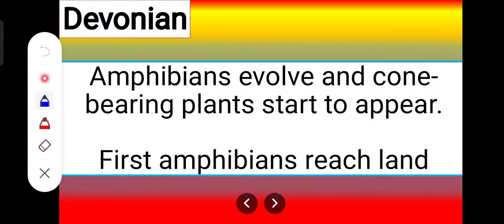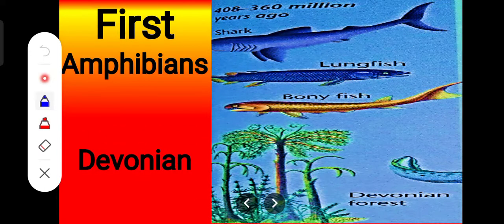Next period is the Devonian. So amphibians evolve and cone-bearing plants start to appear. So first amphibians reach the land and we have here the growth of forest. So first amphibians began to form under the Devonian period.